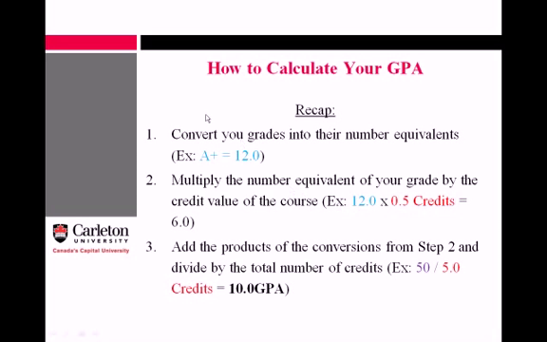So just to recap really quickly, first step, you convert your grades into their number equivalents. Each grade has a number equivalent. Looking at that table I gave you, they're listed. You can convert them easily. So in this example, A plus is equal to 12.0.